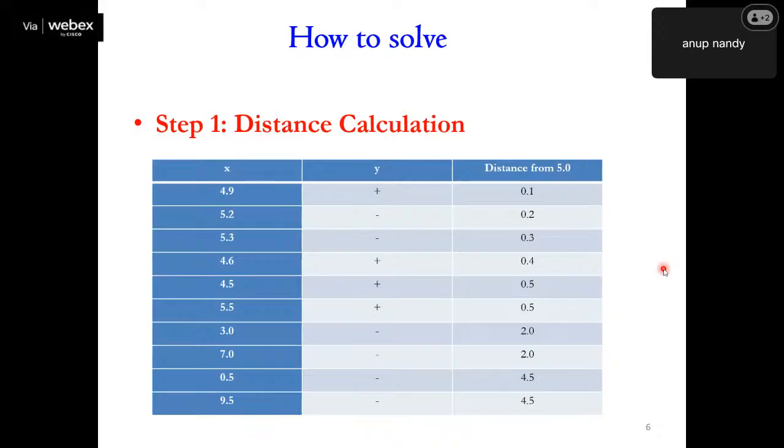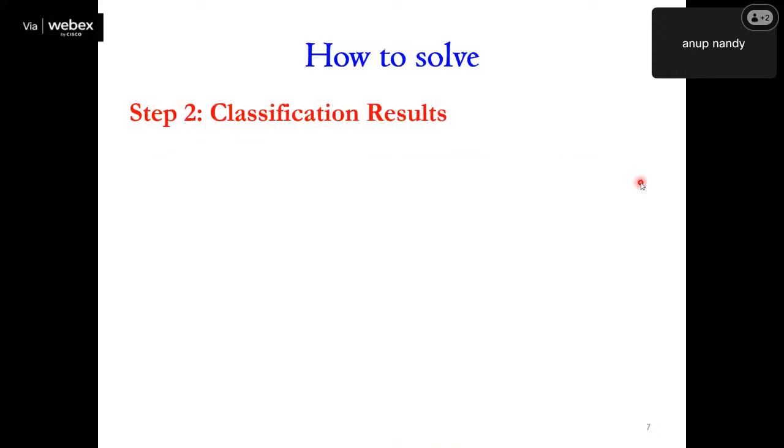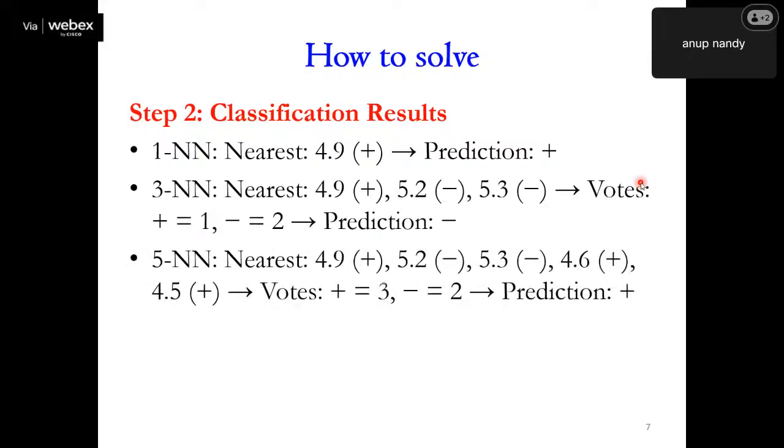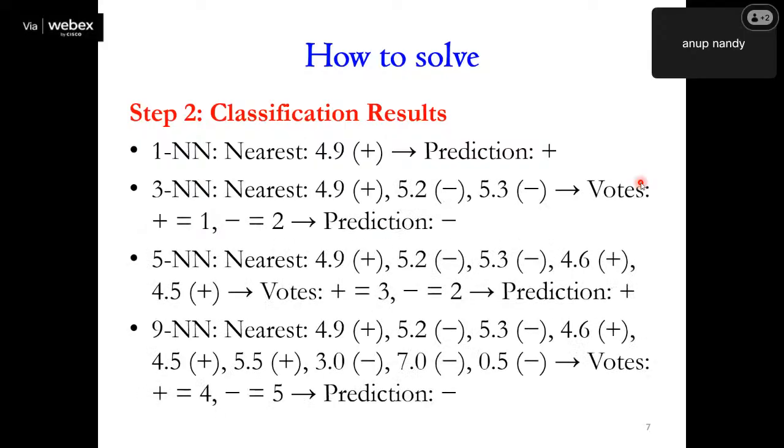From the 10 distances that I have computed, you can arrange these 10 distances in increasing order. After that you can apply the classification, and for the first NN, this point belongs to the positive class.